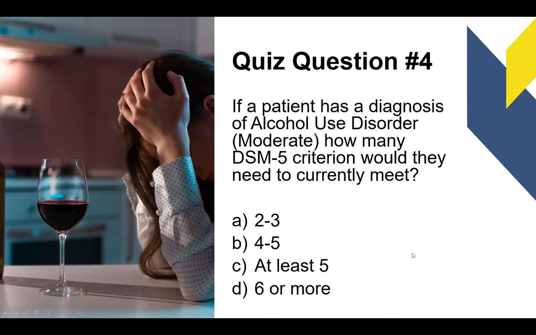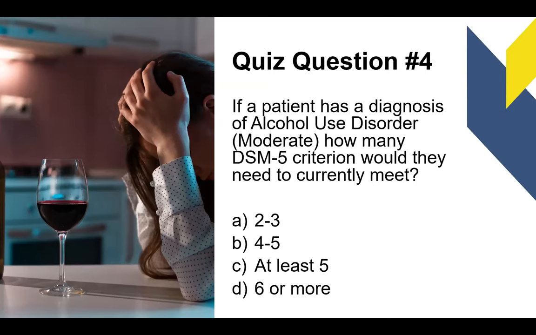If a patient has a diagnosis of alcohol use disorder moderate, how many DSM-5 criteria would they need to currently meet? Moderate alcohol use disorder, according to DSM-5. Richard says B. You are correct, sir. We know, and many of you know out there, that this is the amount you need, 4 to 5 of those 11 criteria being met within a 12-month period.